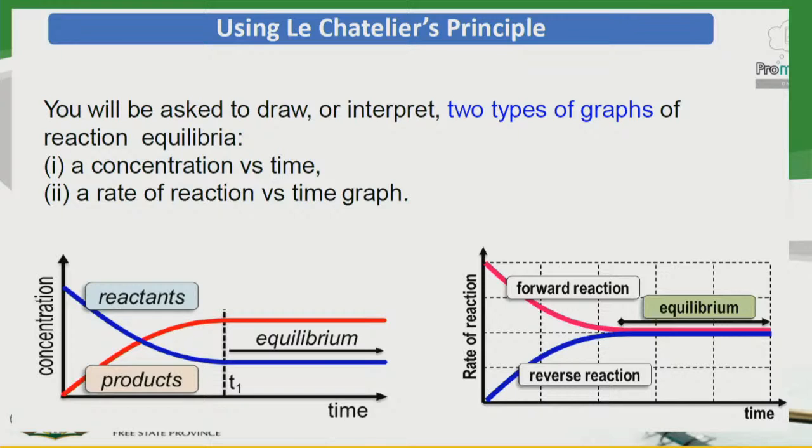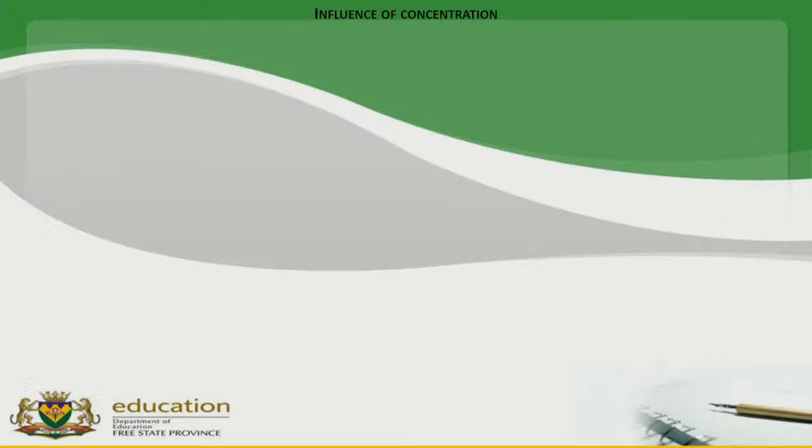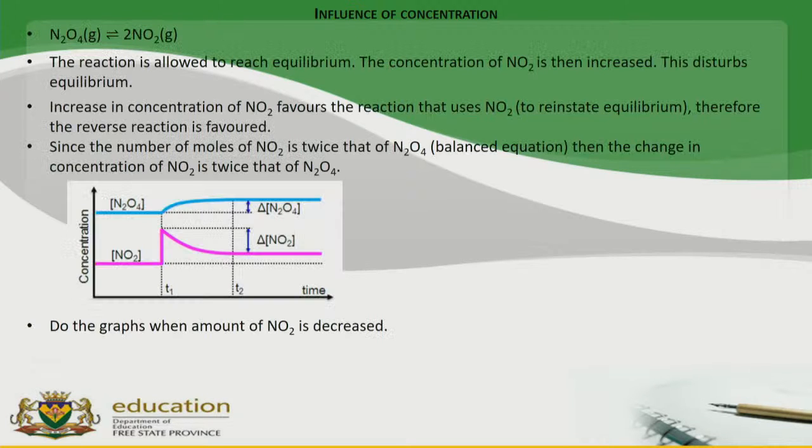And you'll be expected to draw the graph of concentration versus time, as well as the graph of rate of reaction versus time, showing whatever will happen according to whatever you have changed. So you draw the graph to show what will happen to the concentration and what will happen to the rate of the reaction, due to the factor that you have changed, that has disturbed equilibrium. Now let us do examples of what I was just talking about.